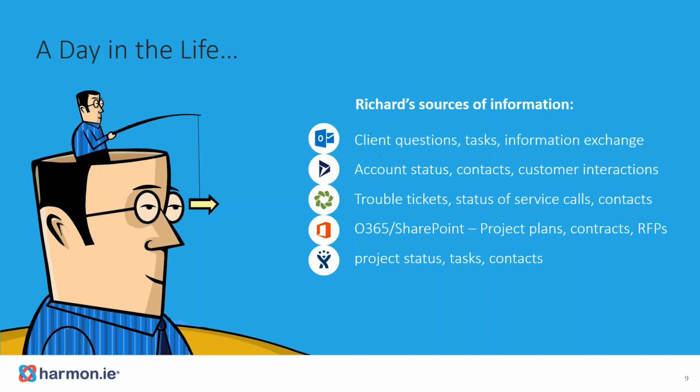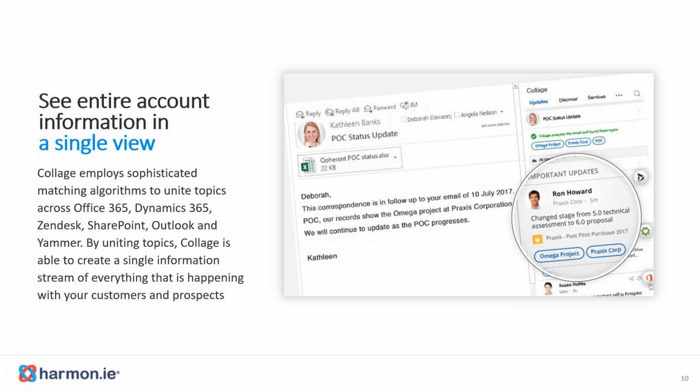So let's take a little recap on that. In Harmony, with Collage, I can see a single view, an overall picture made up of all the component parts of the details, so that I can stay focused on what I need to actually get my job done.